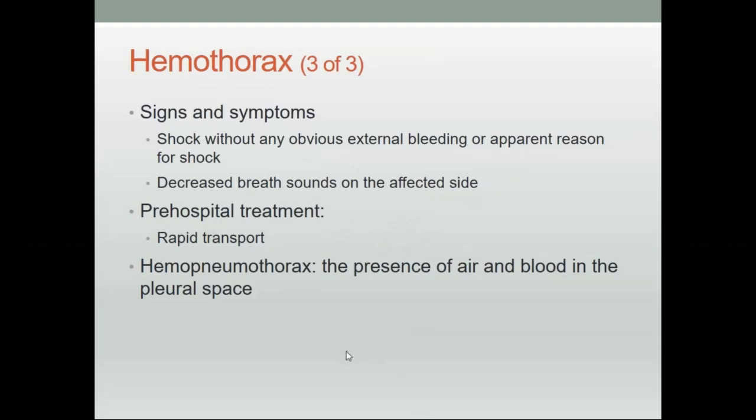Enough of that. What do these patients need from us? One thing, they need rapid transport to a trauma center, they need positive pressure ventilation.